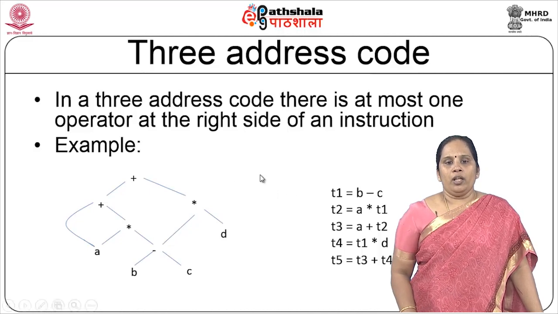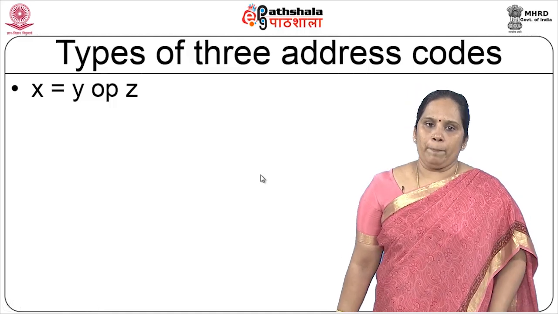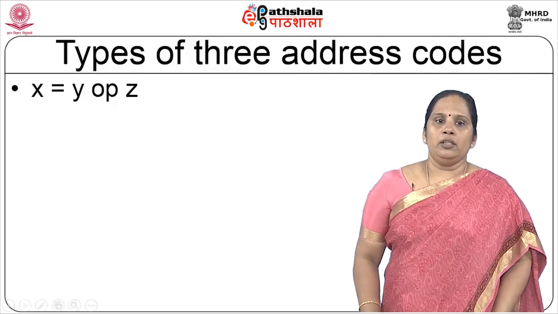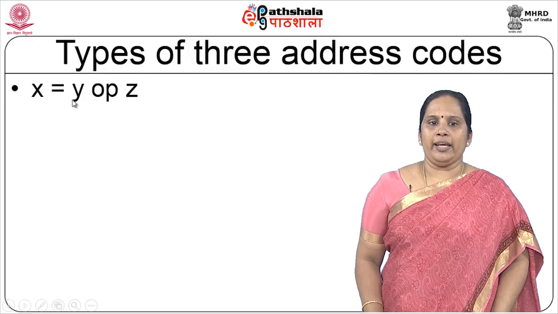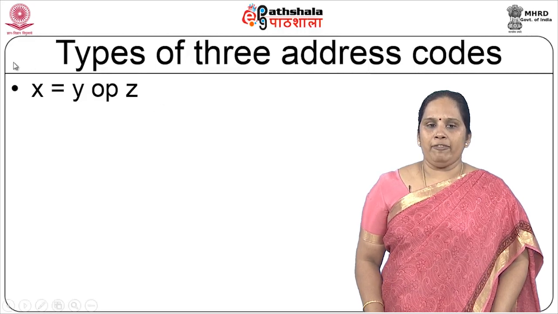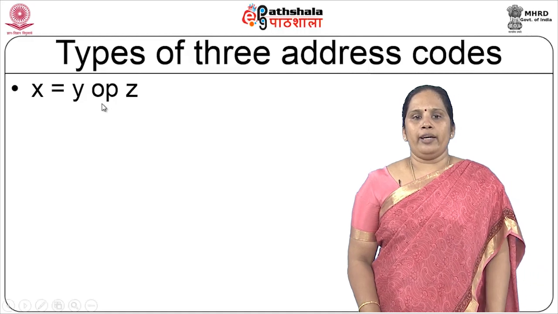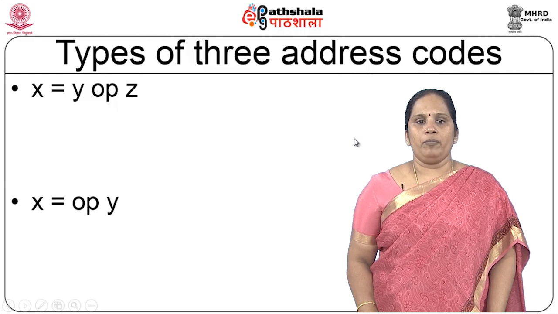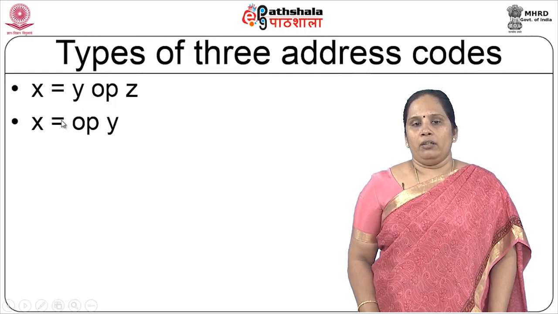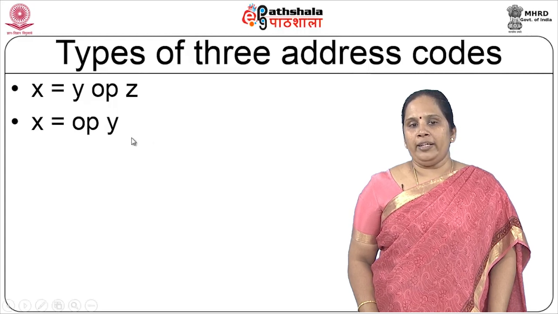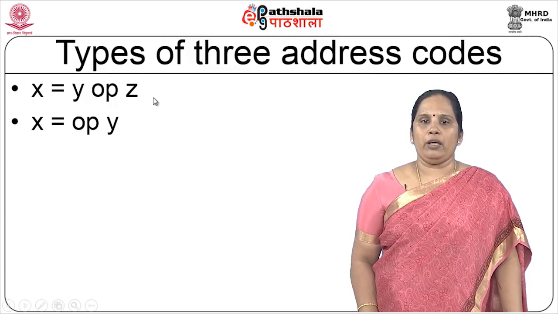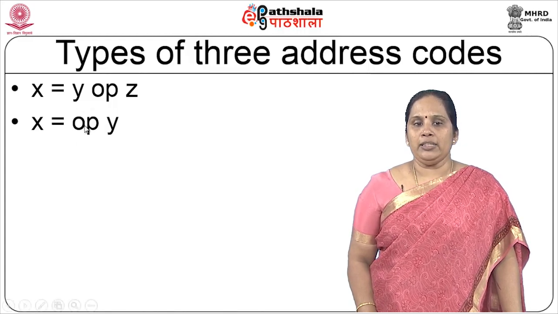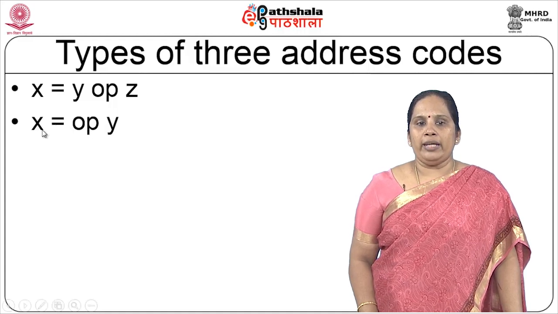Let us look at some types of 3-address codes. You can have at most 3 addresses, as we said. So x is equal to y operator z. I can say y is an address, z is an address, and the left hand side x is also an address, and the operator can be any binary operator like addition, subtraction, multiplication or division. Or if I have only operator y, for example a is equal to minus b, where I have a unary operator, unary minus, in that case my 3-address code will become x is equal to operator y.